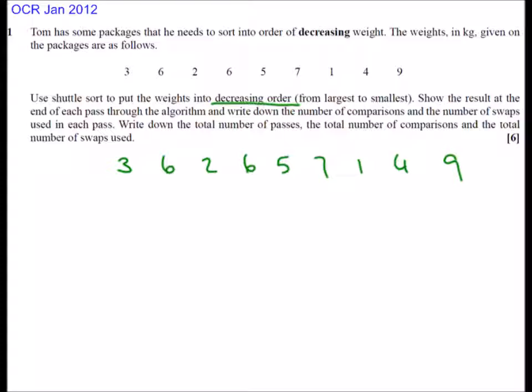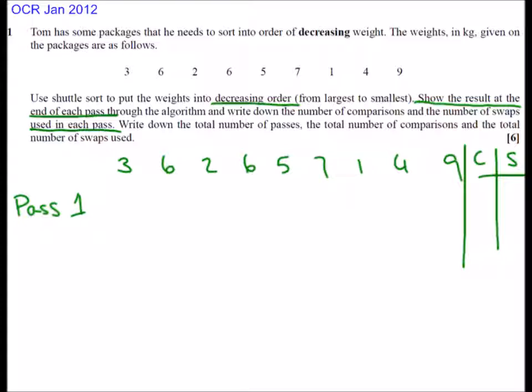Right, it's quite important that you read the sentences really carefully. So we're showing the results at the end of each pass, not whenever we swap them. And write down the number of comparisons and the number of swaps used in each pass. So I think the clearest way of setting this out for the examiner is to say, look, I'm doing pass 1, and then add in at the end a column for the number of comparisons and the number of swaps in that pass. So I'm going to compare my 3 and my 6.